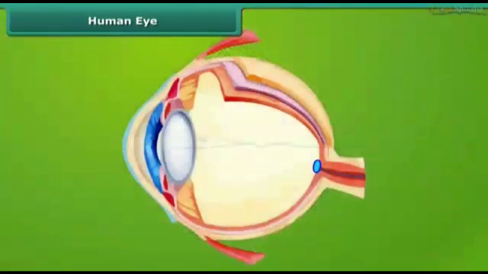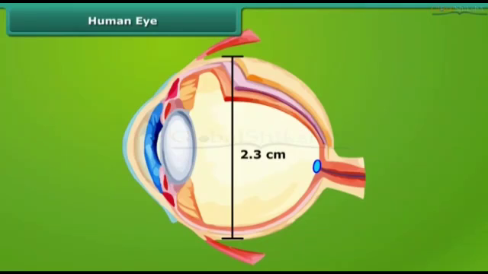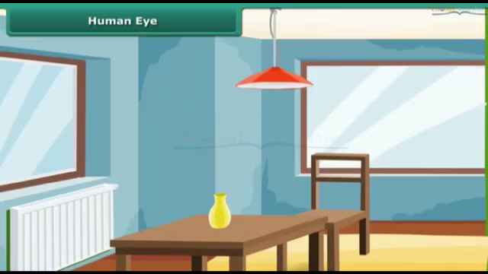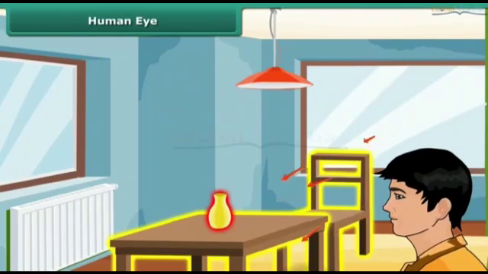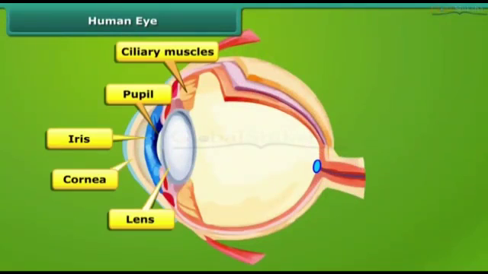The eye is nearly spherical in shape with a diameter of about 2.3 centimeters. We are able to see the objects around us only when the light emitted or reflected from them enters our eyes. It sends the signals of the image to our brain through optic nerves. Let us study the eye structure in detail.